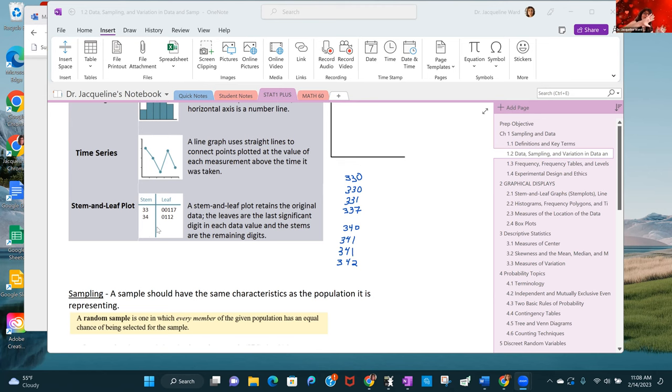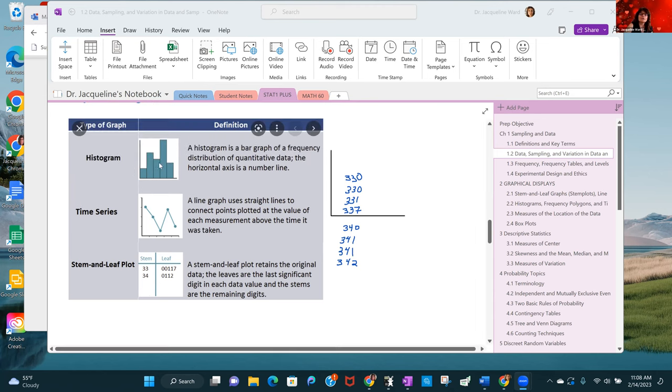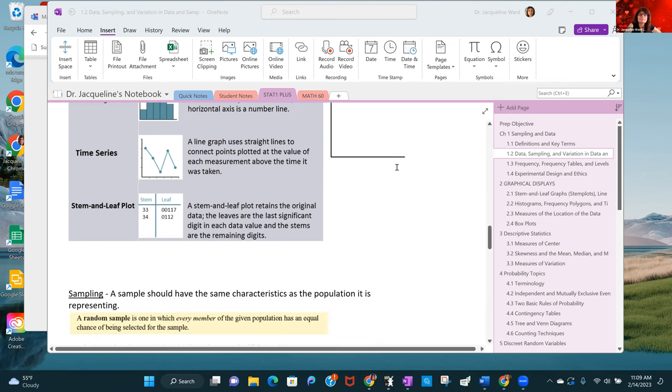And if you turn that on its side, it starts to look like a histogram, because you can see there were more in the 330s. Okay.